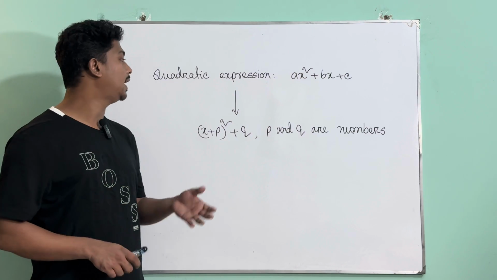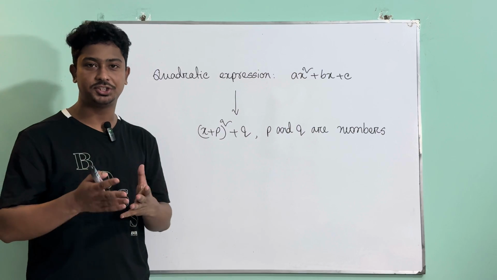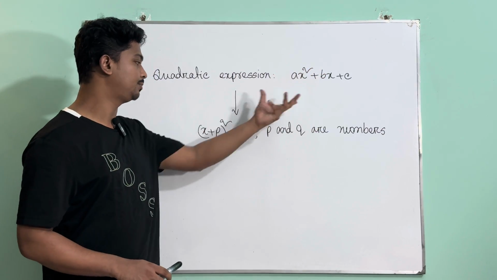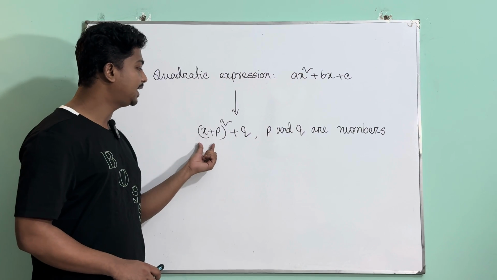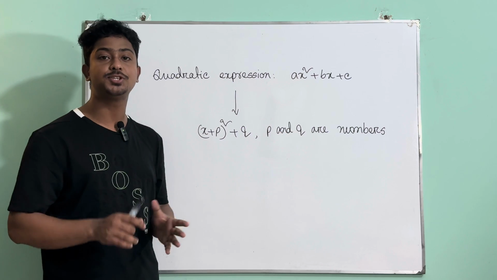Now we already know that the quadratic expression is given as x squared plus bx plus c. This is the structure of a quadratic expression. Our target is to convert this quadratic expression into this format: (x plus p) whole squared plus q, and p and q must be numbers.